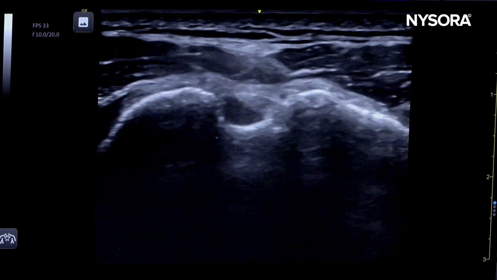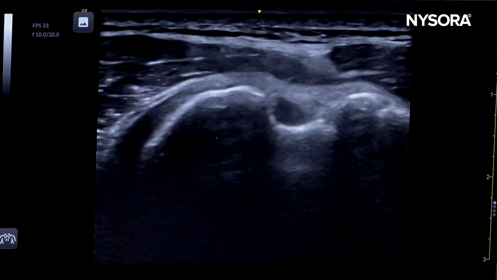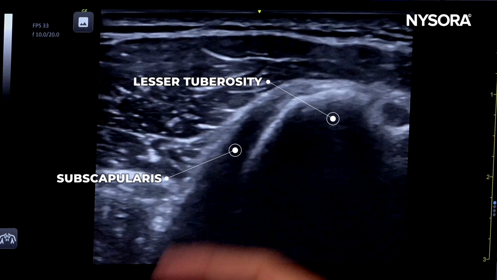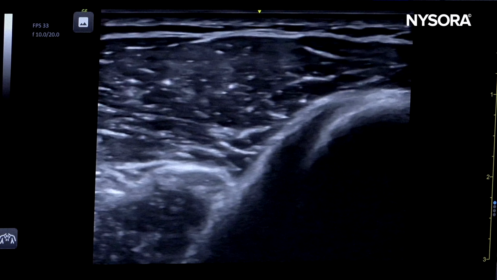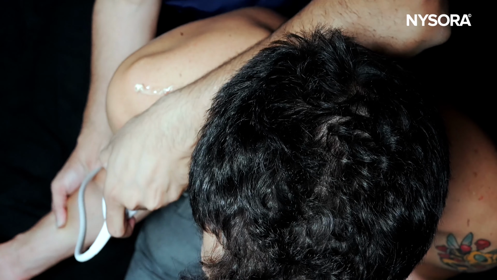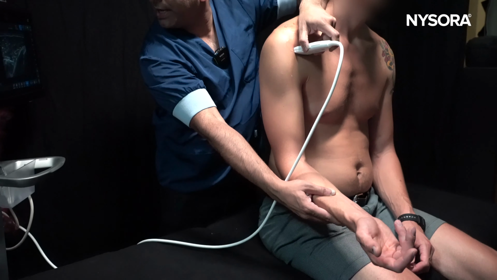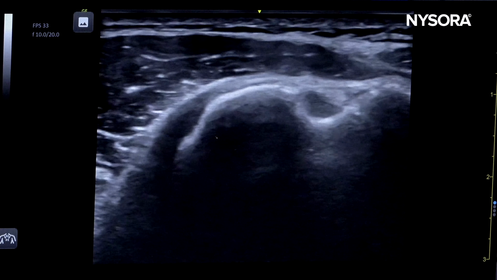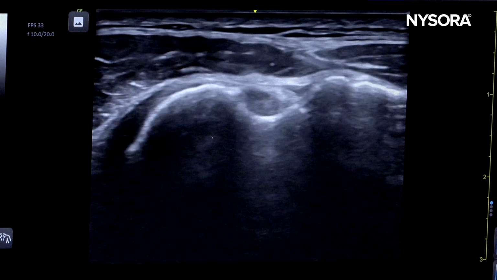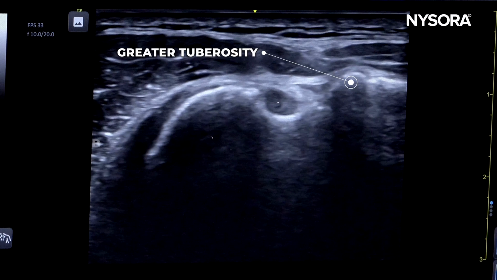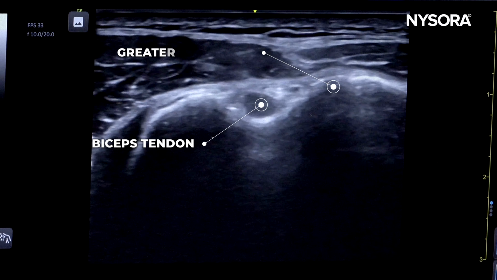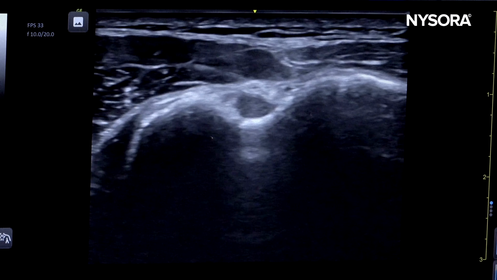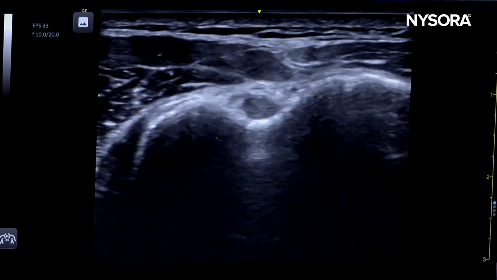As you would see here on the ultrasound screen, we have medially the lesser tuberosity with the subscapularis muscle. The way to prove it's a subscapularis muscle, you can actually move the patient's extremity, rotate it externally, and you will be able to see the subscapularis muscle. Here we have the lesser tuberosity and the greater tuberosity along with the bicep tendon and the transverse humeral ligament, and you will also have the pulsations of the circumflex humeral artery.